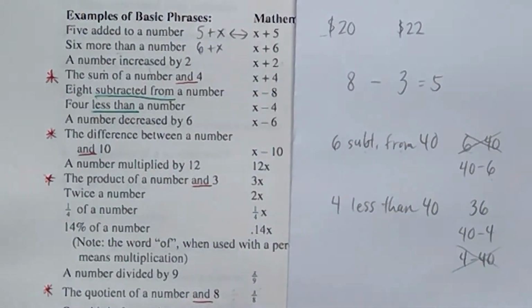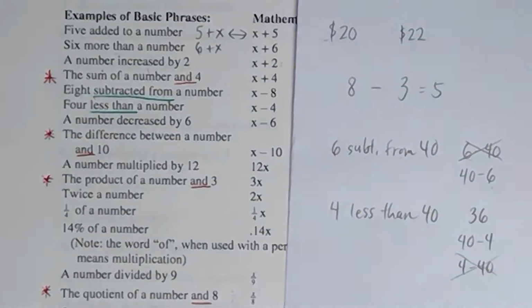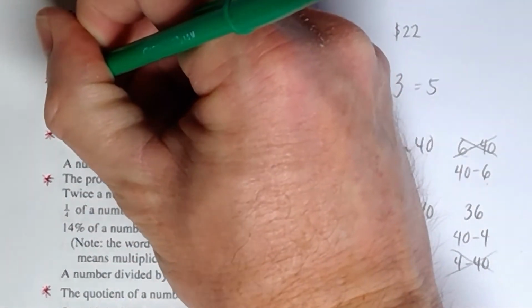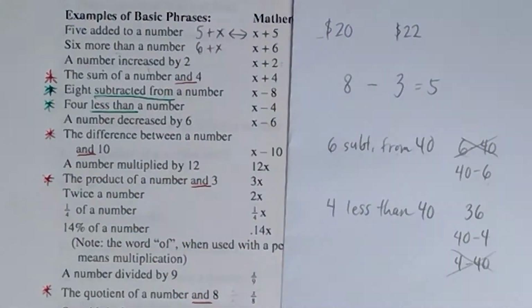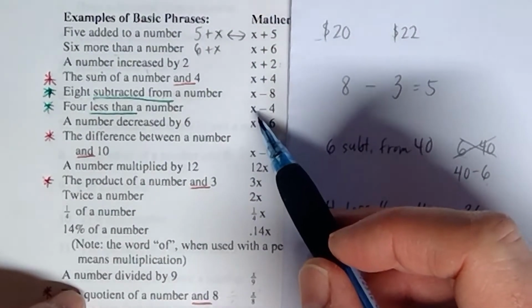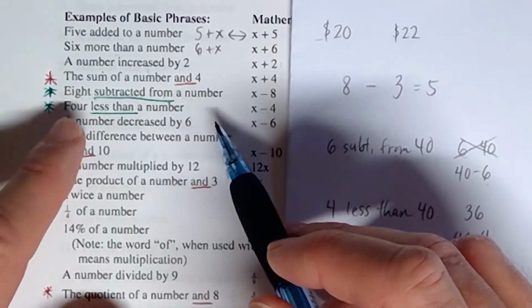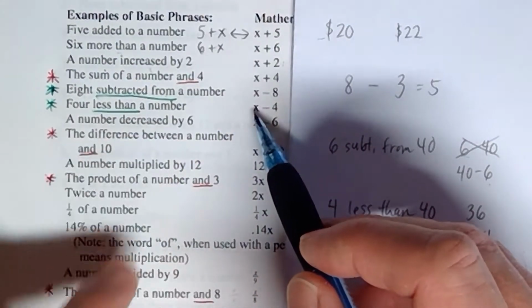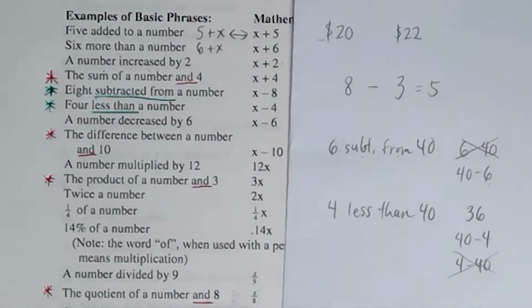So, again, very important. Underline these things to remind you. Put a star next to them. These are the two trickiest ones on the whole page: subtracted from and less than. Those are the ones where you take the two things and you reverse them around, with the minus sign still in the middle. So 4 less than a number is x minus 4. It's not 4 minus x. Those are the two things you reverse around.